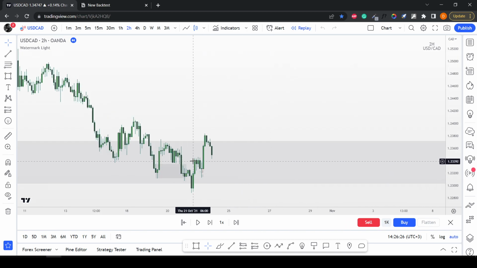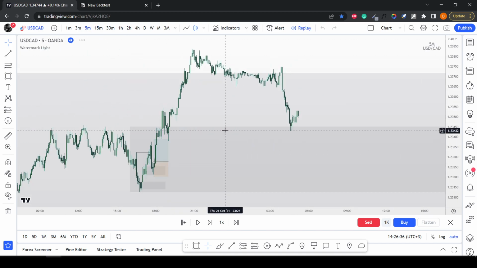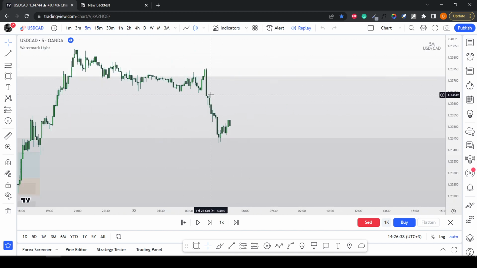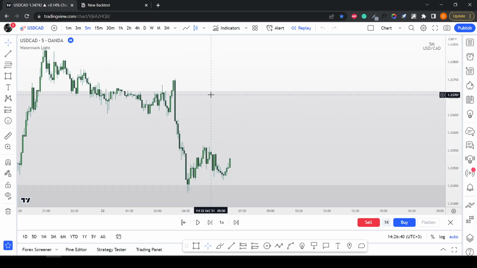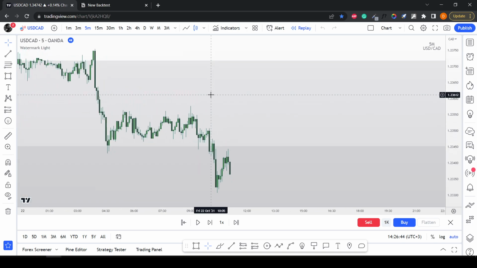We have this zone on 1 hour. We have a tap, so we already can start. So we have a trend on the 5 minutes, already can start to look for 5 minutes longs. Okay, even deeper.